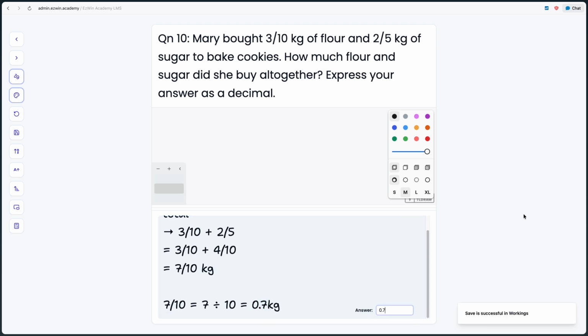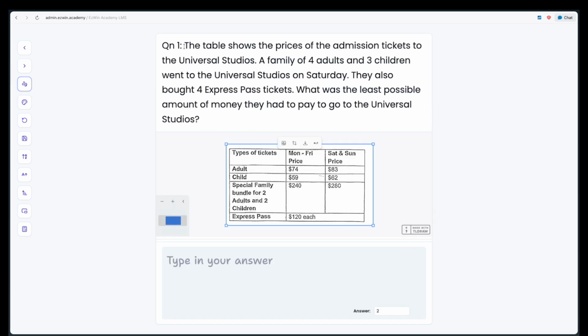All right, so let's move on to the next paper, paper 2. Paper 2, question 1. The table shows the prices of admission tickets to the Universal Studios. A family of 4 adults and 3 children went to the Universal Studios on Saturday. They also bought 4 express pass tickets. What was the least possible amount of money they had to pay to go to Universal Studios?